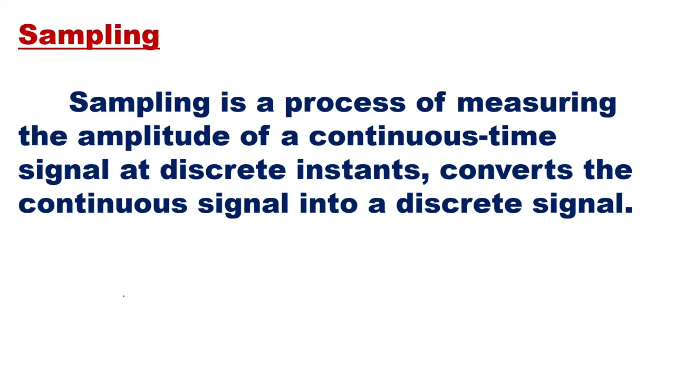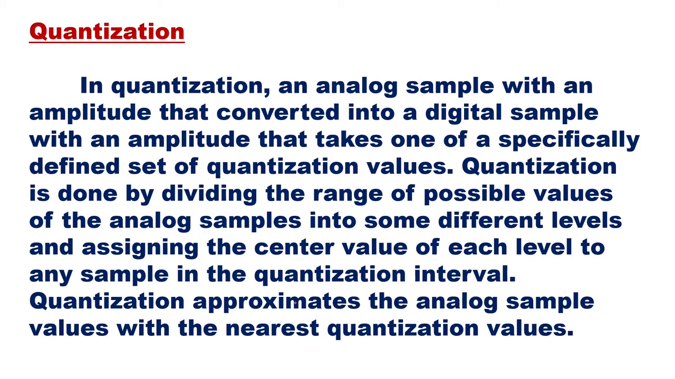Say for example, if you are having a continuous analog signal like this, this signal can be converted into samples. This will be the samples of the continuous signal. This is how your samples will look, and here you are going to follow the sampling theorem, where the sampling rate fs will be greater than or equal to 2 fm. You are going to bring out the samples of the continuous wave at discrete instances of time. Then we will go to see what is quantization.